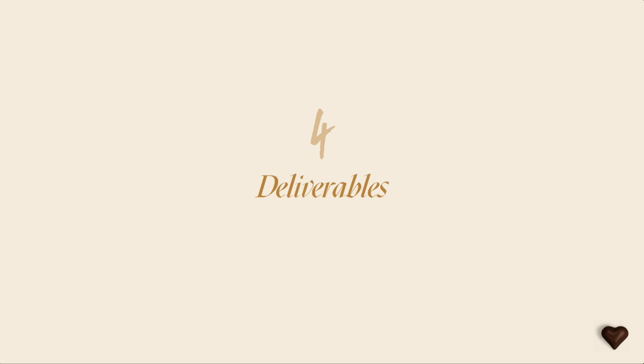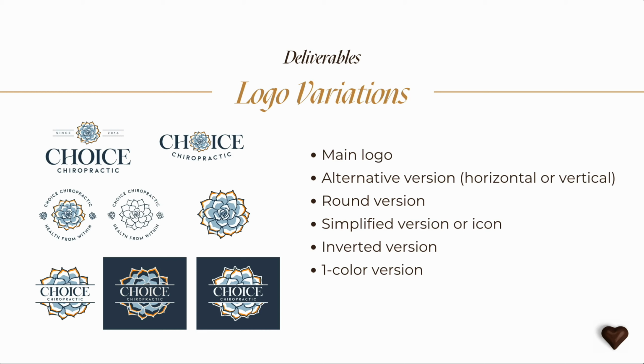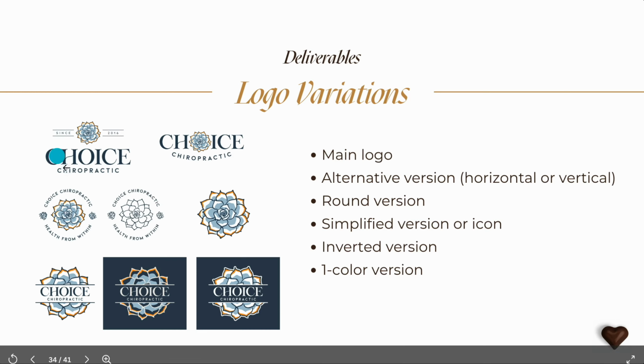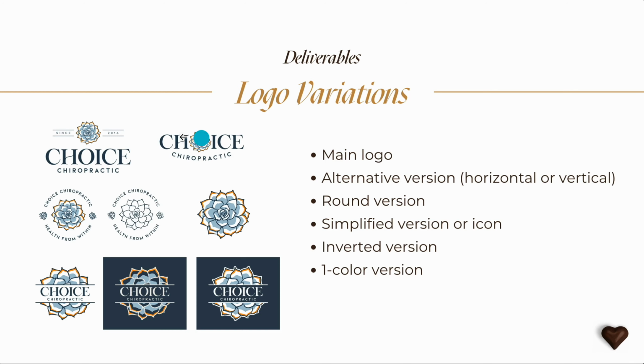So let's talk about the deliverables. I talked about your brand identity and what's included in the beginning. Here are some more specifics. So obviously you want your logo variations. So you have your main logo, you want to have an alternative version, either horizontal or vertical, maybe simplified, right? A little bit like without all the small stuff. So just a little simpler version.